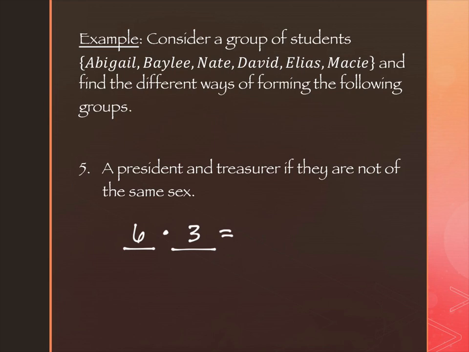How many did we get before? 18. That's a time saver. It is. And it's especially a time saver if we had more than 6 people, right? Yeah. Okay. So let's do the second one.